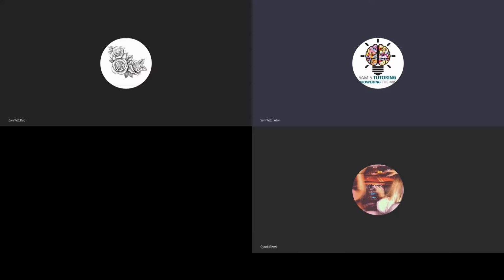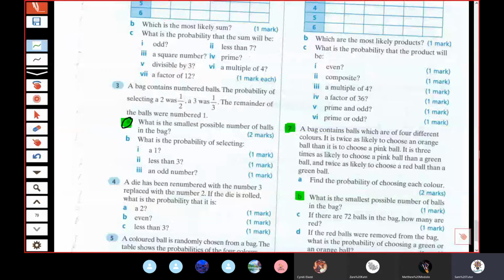Keep this concept. Very hard to master. Let's look at this one again. This was the one we did last week. A bag contains numbered balls. Again, the way I think it made sense to some of you was when I did this.